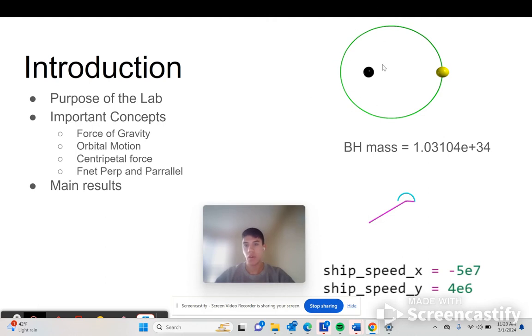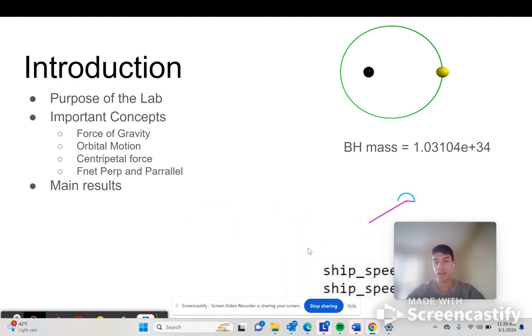First of all, we have the orbit of our star and the mass of the black hole, and then the trajectory of our ship and the ship velocity that is needed for that.